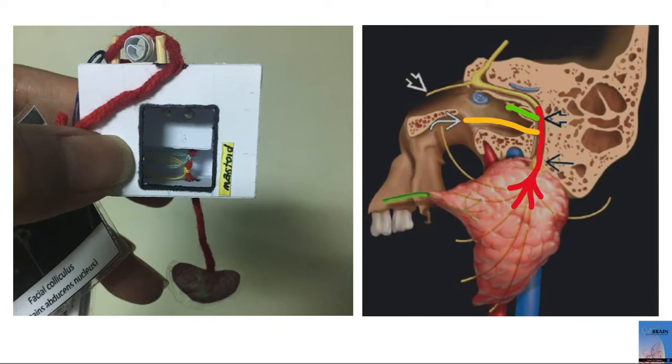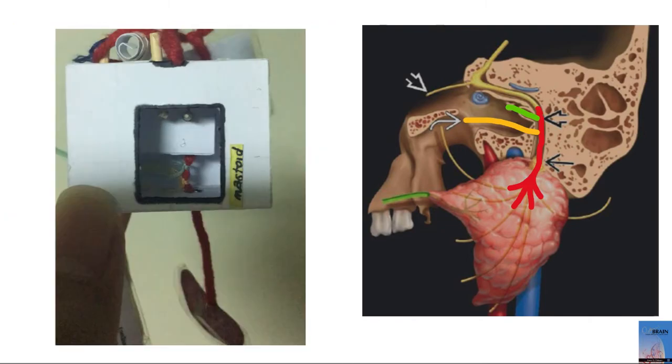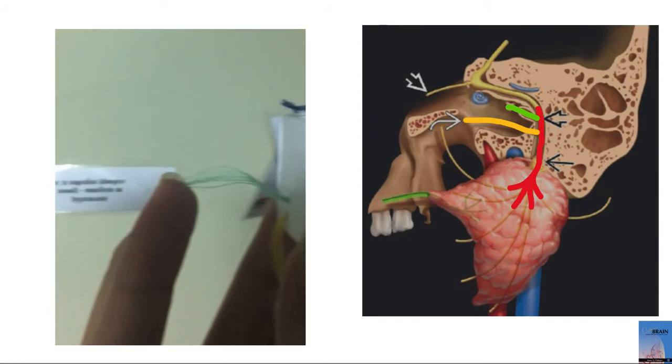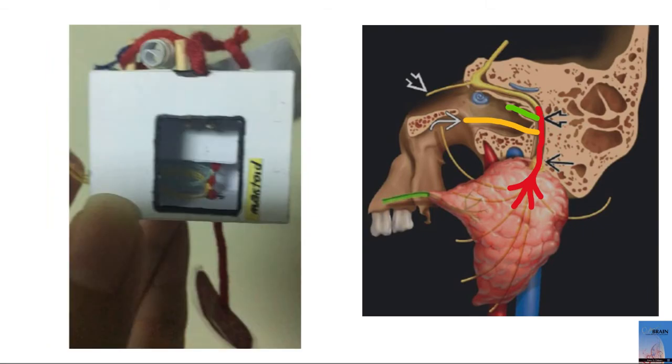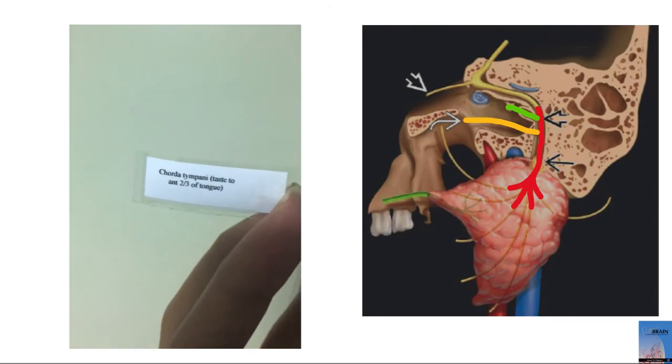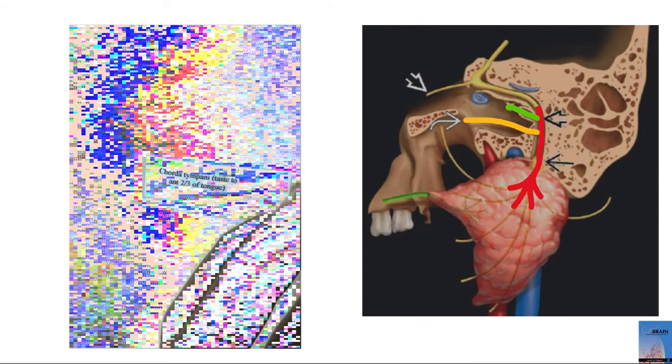The mastoid segment is shown in the diagram here with two branches, a green one and a more distal yellow one, represented here on the left with the same color, the green and the yellow one. The green one will supply the stapedius muscle, which will cause hyperacusis when there's a dysfunction. While the yellow one, this one, yellow, represents the chorda tympani, the problem of which would cause loss of taste to the anterior two-thirds of the tongue.